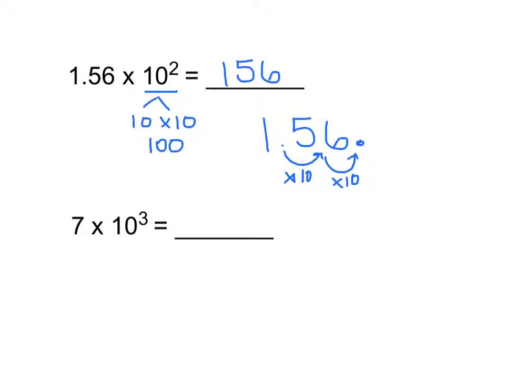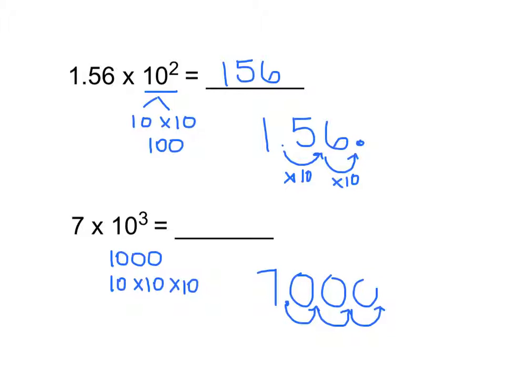If we look on the bottom, here we have 7 times 10 to the third. So 10 to the third is the same thing as 1,000, which is 3 groups of 10, 10 times 10 times 10. I'm going to take my number 7, my decimal point is originally here to the right of the 7, and I'm going to move that to the right once for 10, to the right twice for another group of 10, and to the right a third time for a third group of 10, which brings my 7 to 7,000. I'm multiplying 7 times 1,000. So there's 7,000 for us.